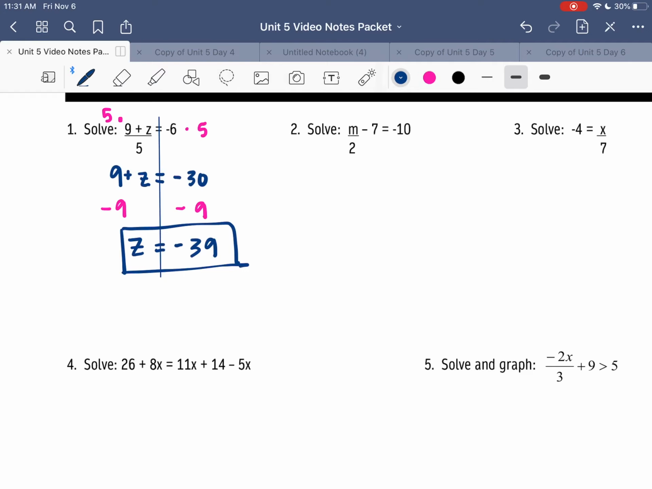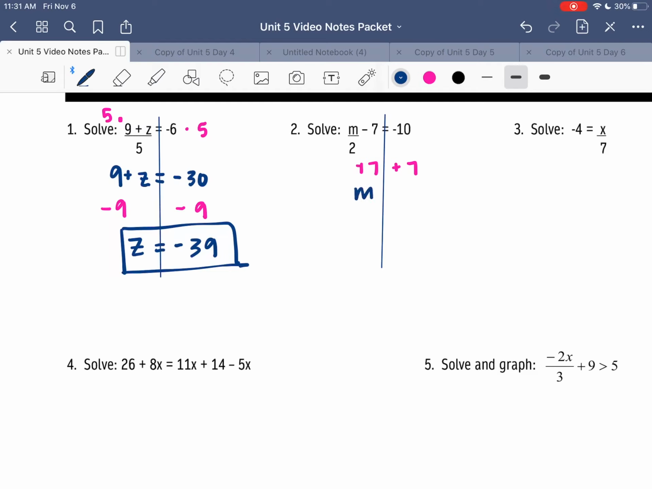All right, in number 2, I've got m over 2, so not one big fraction, just m over 2 minus 7 equals negative 10. So for this one, let me go ahead and draw my line to keep my work organized. We can't just get rid of the 2 first. We're only allowed to do that when the only thing on that side is a fraction. So we first are going to need to move that minus 7, and we would do that by adding 7 on both sides.